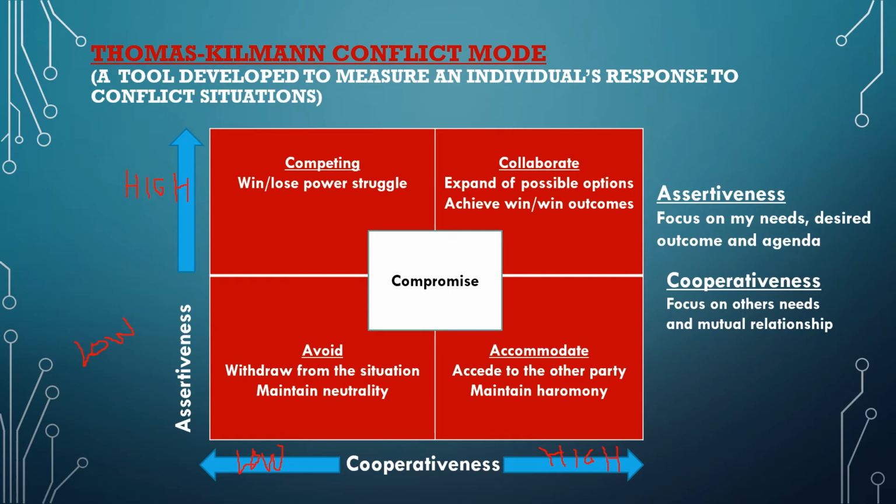Accommodating is to accede to the other party to maintain harmony. Accommodating is high on cooperativeness and low on assertiveness. So in this situation, when you accommodate, you are high on cooperating for the other person's needs, but you are low on what you want out of the situation. Collaborating is high on cooperativeness and high on assertiveness. This is an expansion of possible options to achieve win-win outcomes.